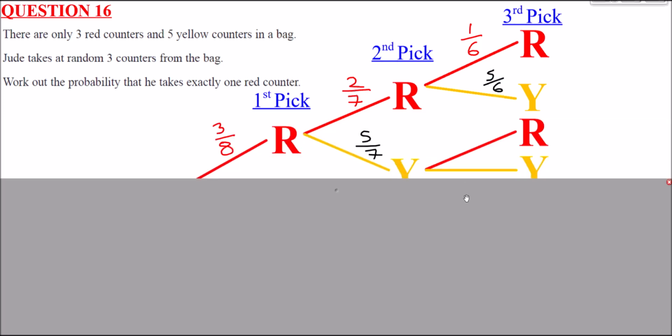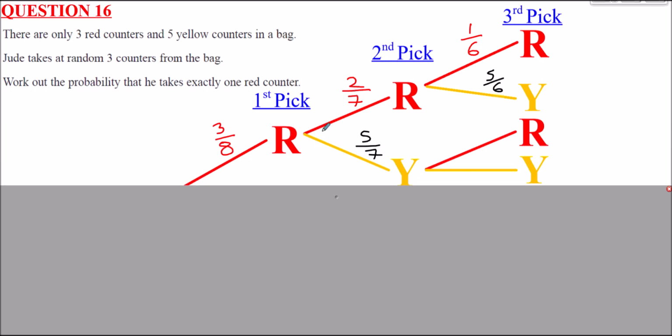This branch down here, if you picked a red first and then a yellow, again there'd only be 6 counters left at the end. But if we went a red, then a yellow, there'd be 1 less red, there'd be 2 reds left out of a total of 6. If you had 1 yellow, there'll only be 4 of them out of 6.